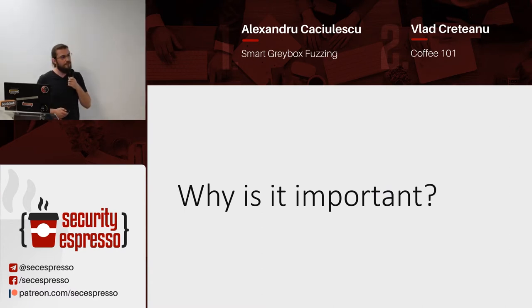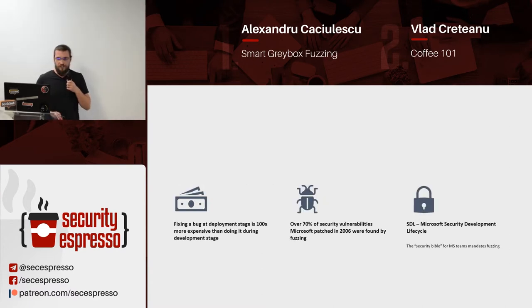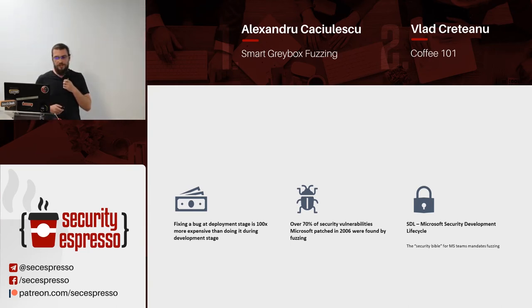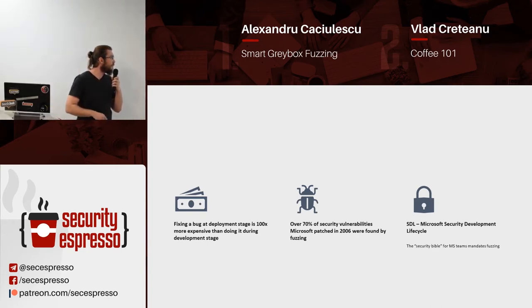Now, why is it important? Let's put it like this. Fixing a bug in production can be 100 times more expensive than fixing it in the development stage, if you find it early on.